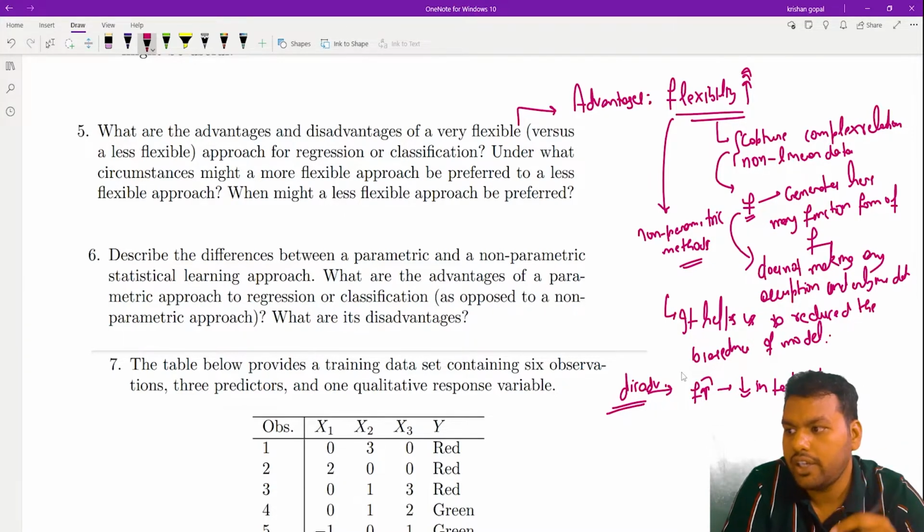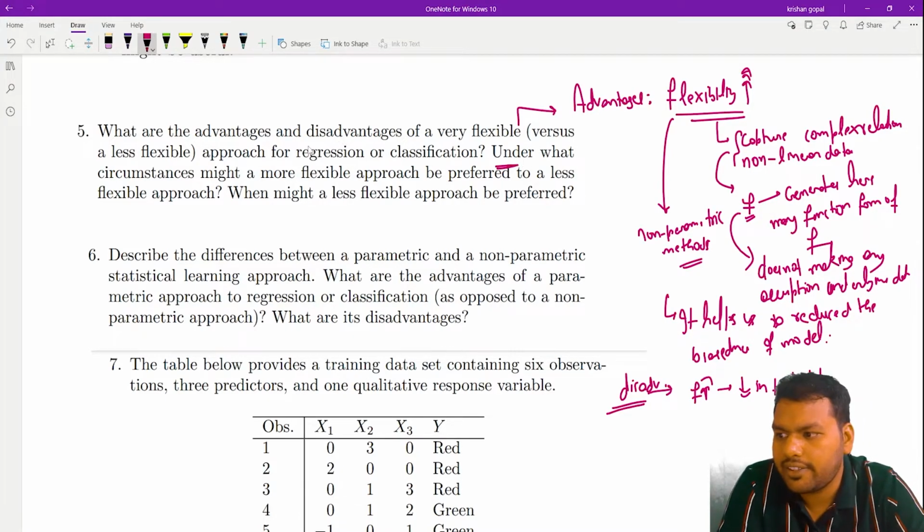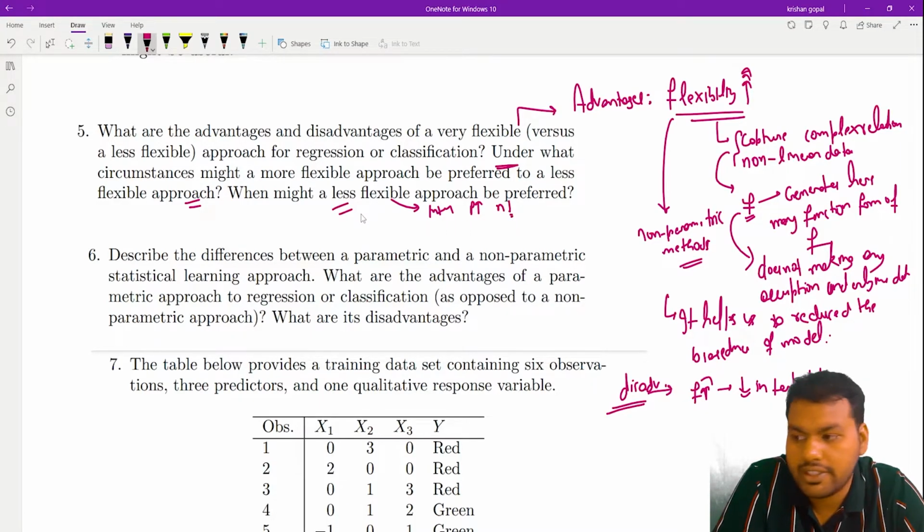flexible approach. Okay, so under what circumstances might a more flexible approach be preferred to a less flexible approach? I already gave an answer. When you have a large data set, or a high-bias model, we can use the flexible method. And when might a less flexible approach be preferred? When your interest is interpretability, when your predictors are very high, when your n is very low. All these things we already discussed in question number 1. I hope you understand question number 5, but let me know if you have any doubts.